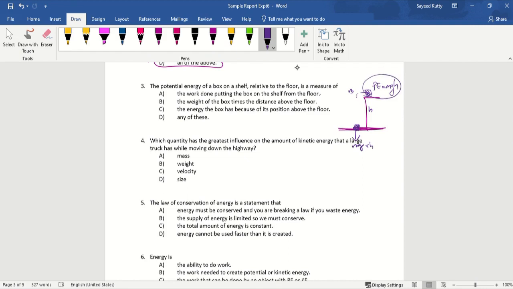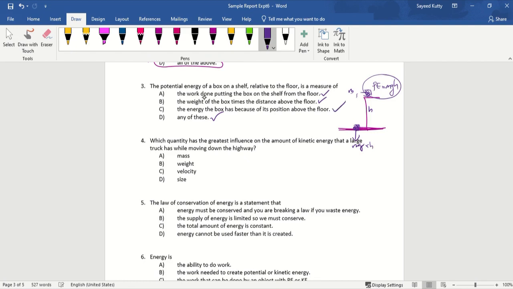Okay, the work done putting the box on the shelf from the floor. This is a correct choice. Let's look at the other one. The weight of the box times the distance above the floor. Weight is mg times h, so that is again a correct choice. The energy the box has because of its position, yes, because of this height, the position h. If h is 0, the energy with respect to the floor is 0. So any of these or all of these is a measure of the potential energy stored.